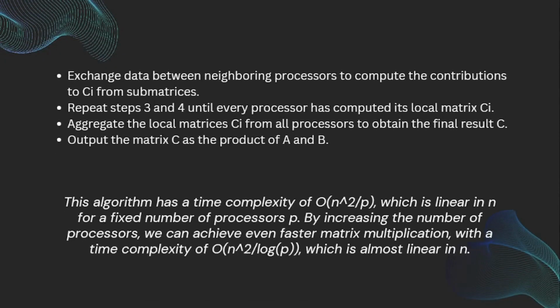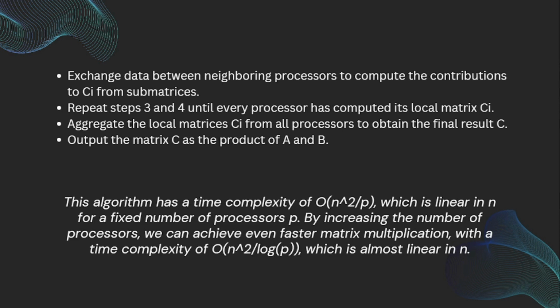4. Exchange data between neighboring processors to compute the contributions to Ci from submatrices that are not directly connected to processor i. 5. Repeat steps 3 to 4 until every processor has computed its local matrix Ci. 6. Aggregate the local matrices Ci from all processors to obtain the final result C. 7. Output the matrix C as the product of A and B.